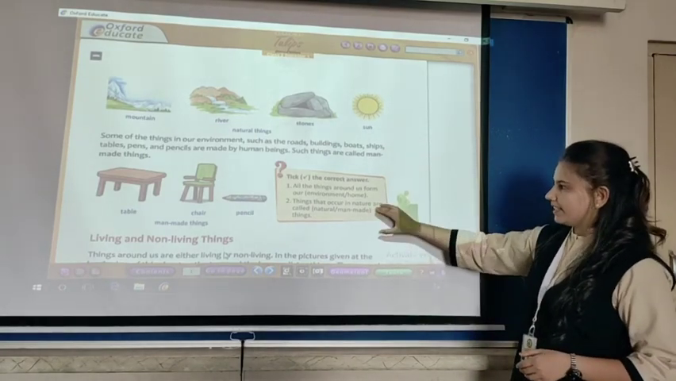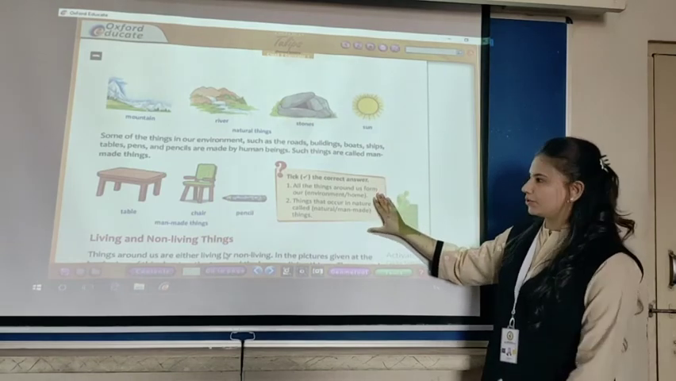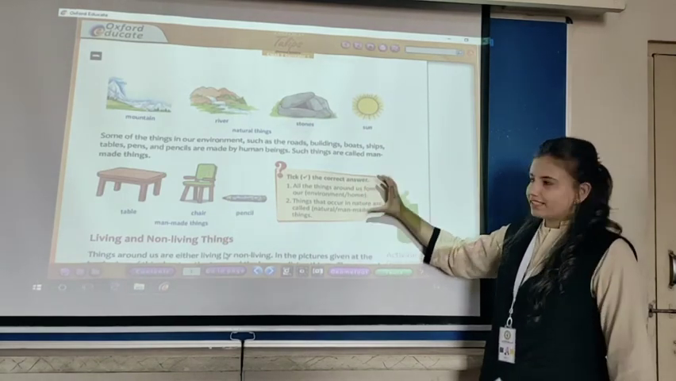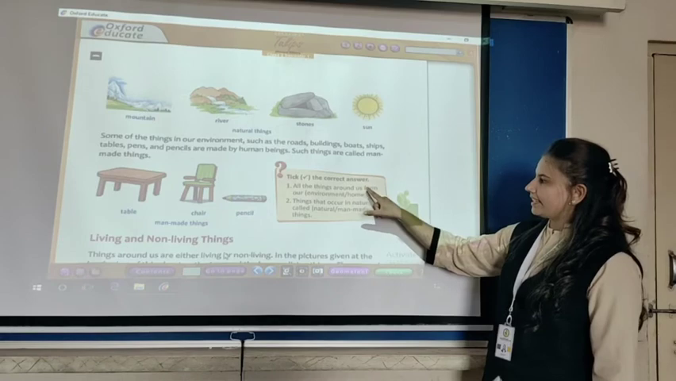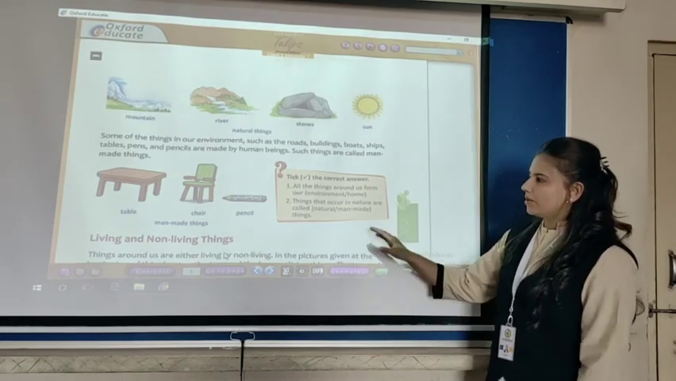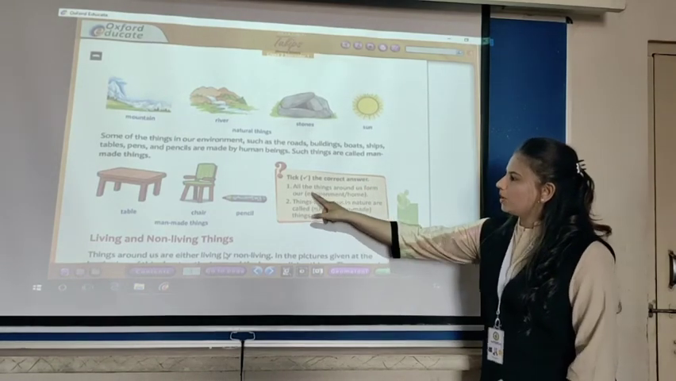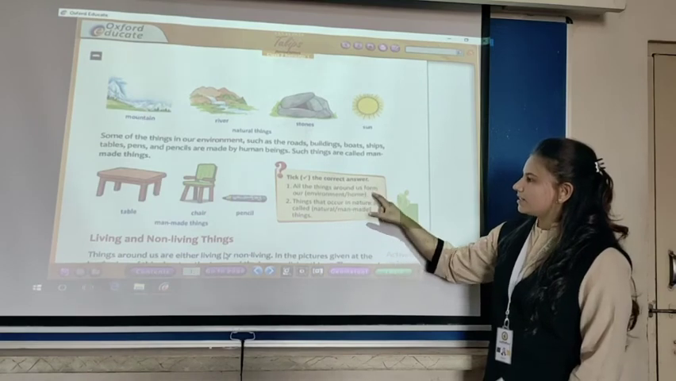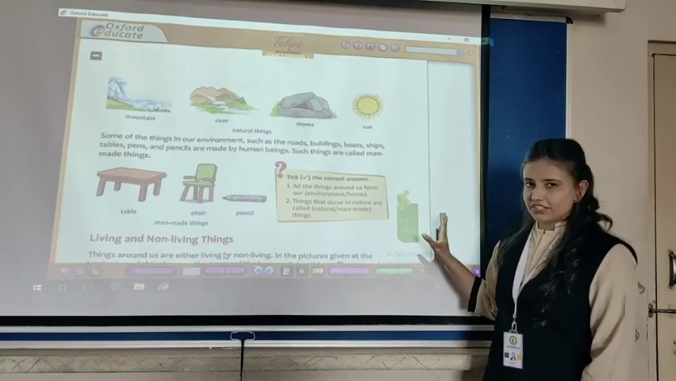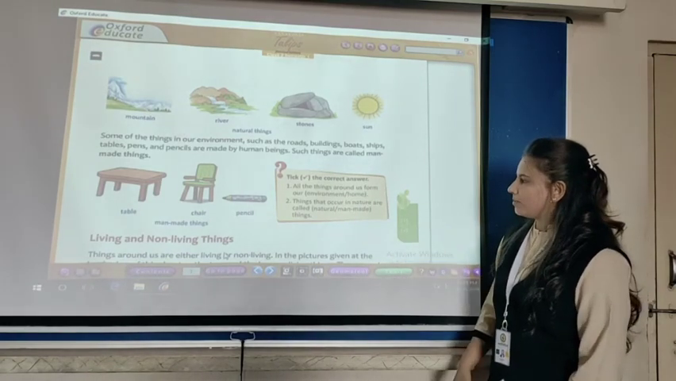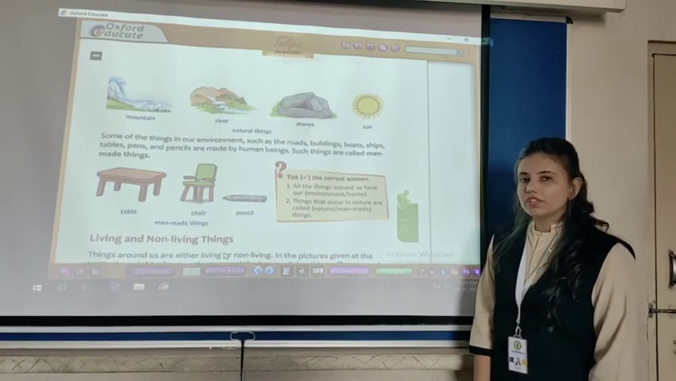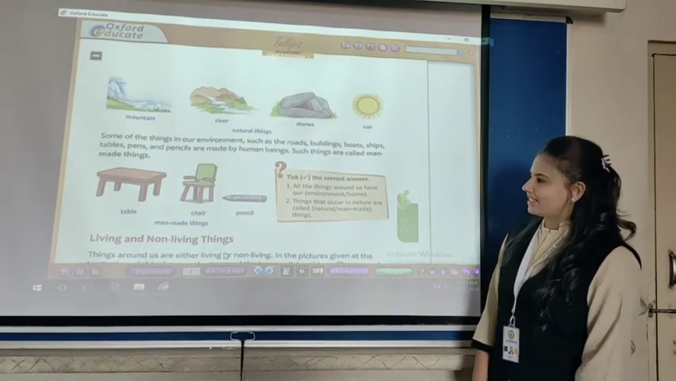All of you look here in this yellow box. All of you look here. We can do now this yellow box. Tick write the correct answer. Number 1. All the things around us form our dash. Your option is environment, home. What is your answer? Yes, environment.